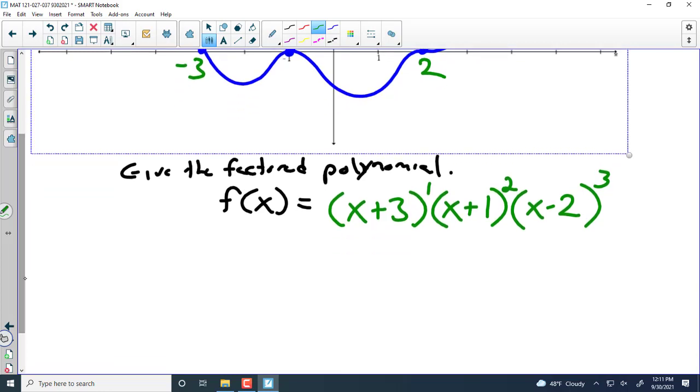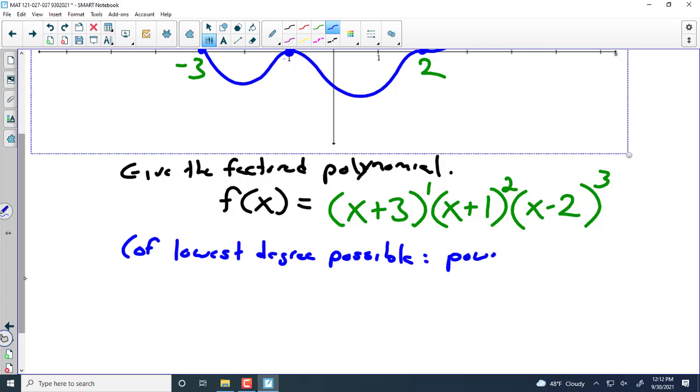But here's what they're usually going to do, everyone, to avoid that problem. They're going to say this to you. They're going to say, give a factored polynomial of lowest degree possible. What that means, everyone, is that your powers will be 1, 2, or 3. They will tell you to do the lowest degree possible, and that's how they avoid you putting a power of 4 or a power of 5. Even though that would technically be allowed, they want us to keep it small. Is everyone okay with that?